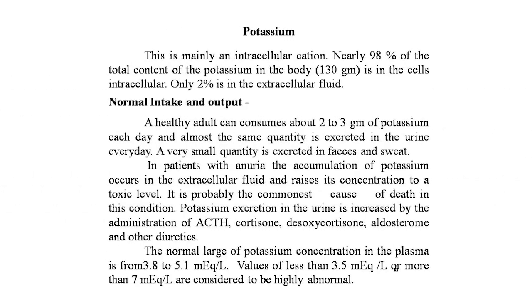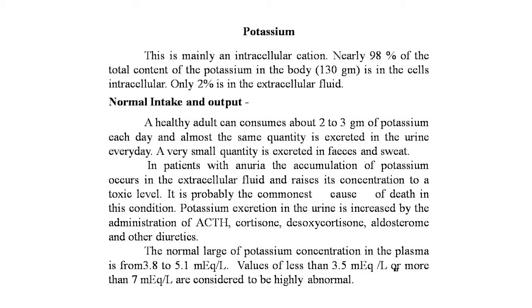Now potassium. This is a mainly intracellular cation. Nearly 98% of the total content of the potassium in the body, which is 130 gram, is in the cells and intracellular fluids. Only 2% is in the extracellular fluids. 3/4 of the intracellular potassium is in the skeletal muscles. Potassium is a predominant cation of the intracellular fluids and amounts up to 2/3 of the total active intracellular cations, remainder being the magnesium.